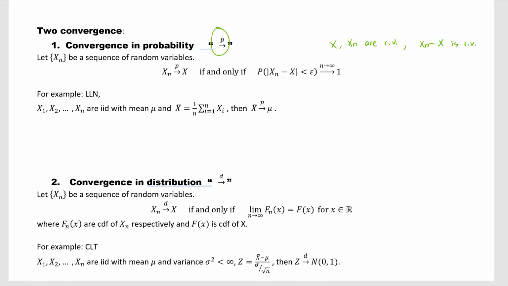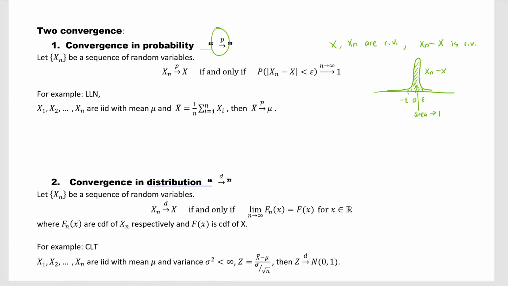Because it's a random variable, we can draw the picture. Let's say this is the random variable X_n minus X, and 0 is in the middle. Here this is epsilon, and this is minus epsilon. So this theorem tells us that the probability of the random variable lying in that range, the probability of this green area, goes to 1.